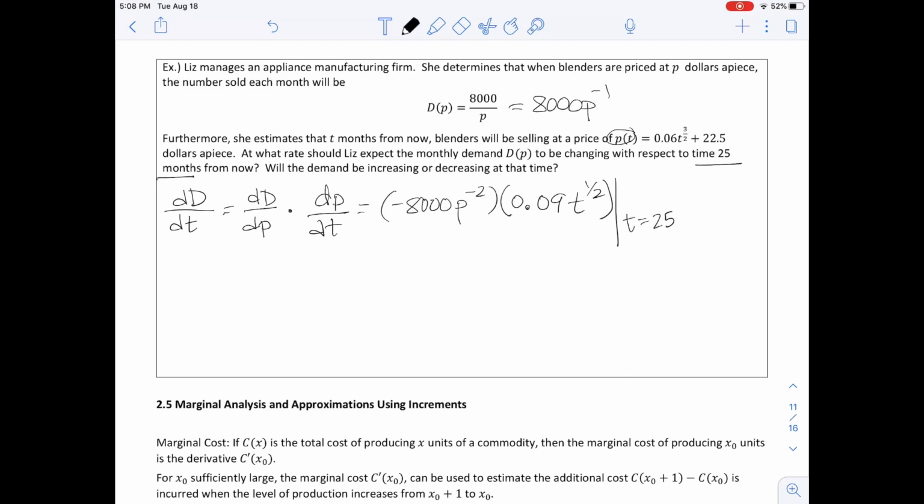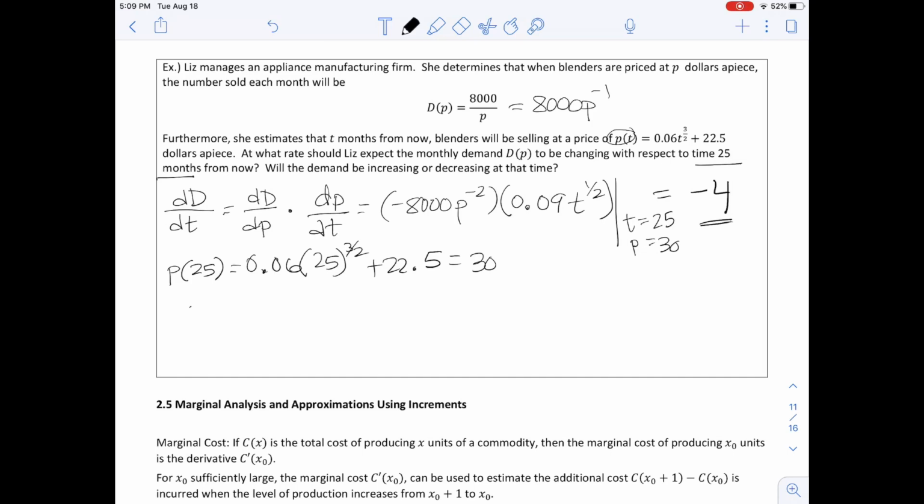And if you notice in our function, we also have price. So I need to find out the price when it's been 25 months. And so in order to find our P value, I'm going to go ahead and substitute in t is equal to 25. And we have 0.06 times 25 to the 3 over 2 plus 22.5, which works out to being $30. So P is going to be 30. And then substituting those both in to our formula here for dD/dt, we get -4.